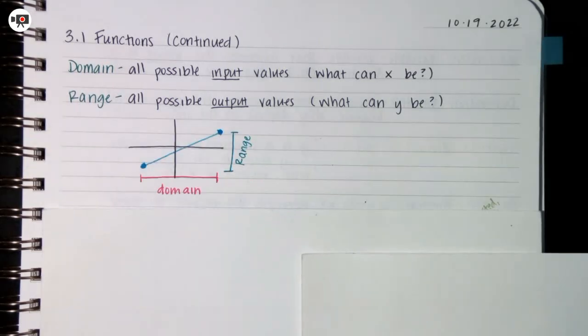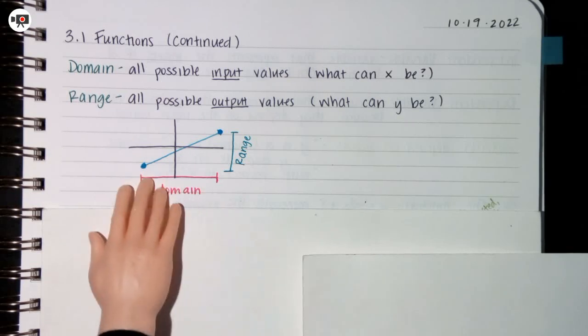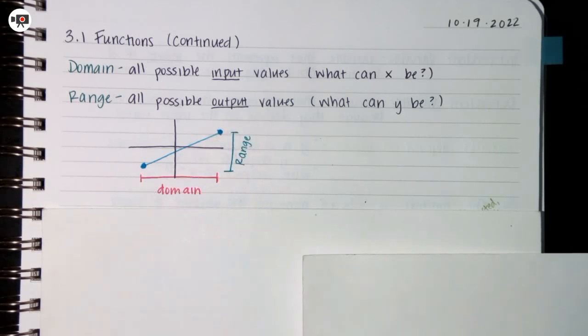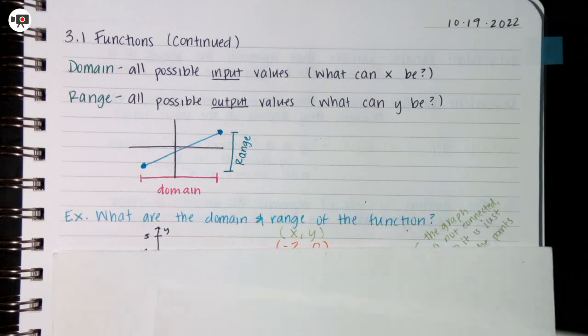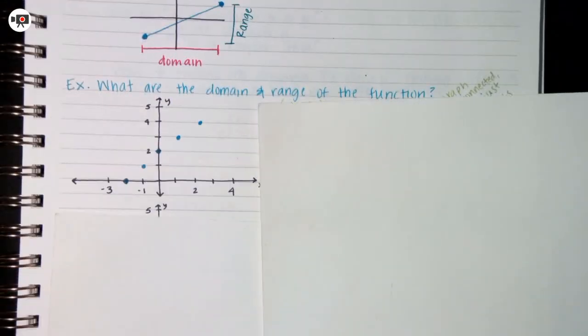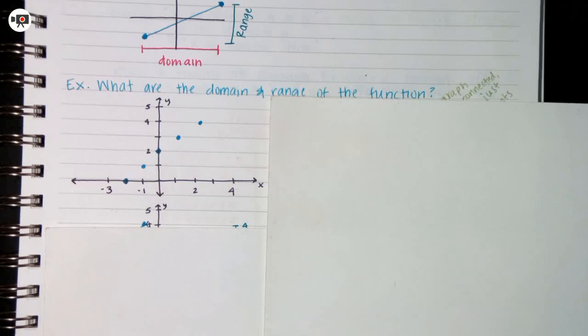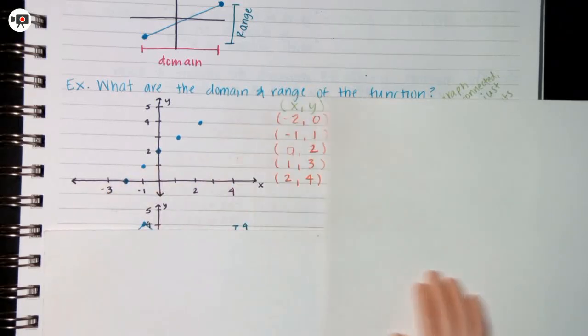So in my little diagram here, domain represents the possible x values, and range represents the possible y values. So what are the domain and range of this function? I have this graph here, and I have 5 different points on it. I'm going to start by listing out what are the coordinates of these.